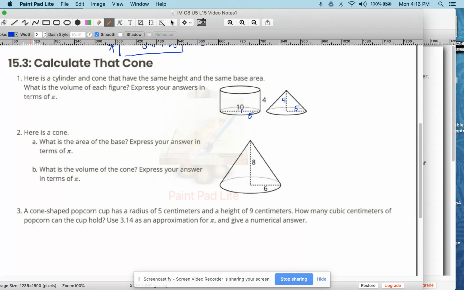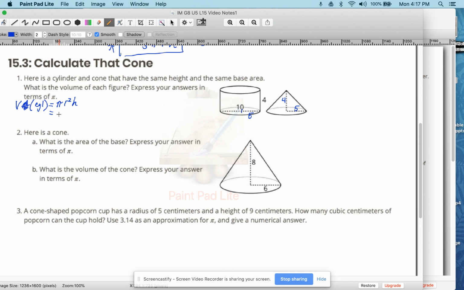So let's start with the volume of the cylinder. I'm sorry, I don't know why I'm saying area. It's the volume of a cylinder. The volume of the cylinder is the area of the base, which is pi times the radius squared times the height. So let's fill in what we know.